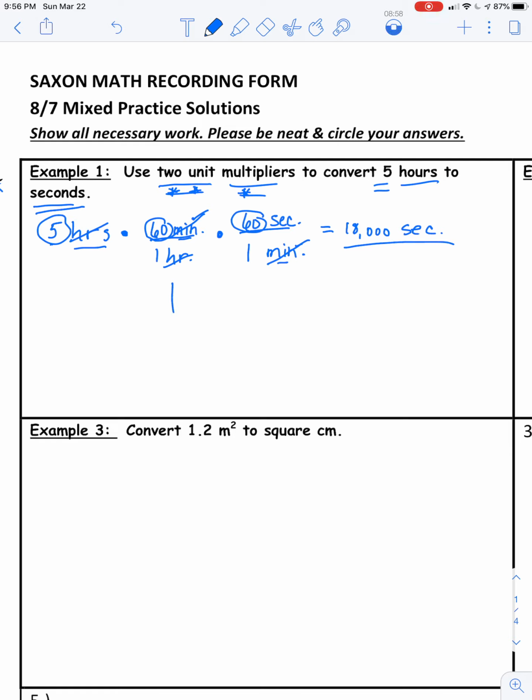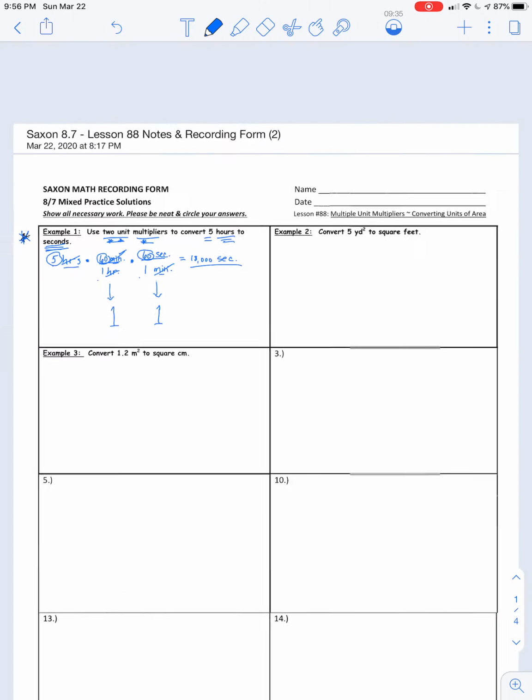Also in your notes, I want you to draw some arrows down here so that you can make a notation that what we're doing here is not changing the value of 5 hours as we do our conversion of measurement of time. That 60 minutes over 1 hour is equal to 1, and 60 seconds to 1 minute is equal to 1. So we're not changing the value of 5 hours when we multiply using these unit multipliers. We're still multiplying by 1. We're just converting from hours to seconds. Okay, so that is the answer to example 1.